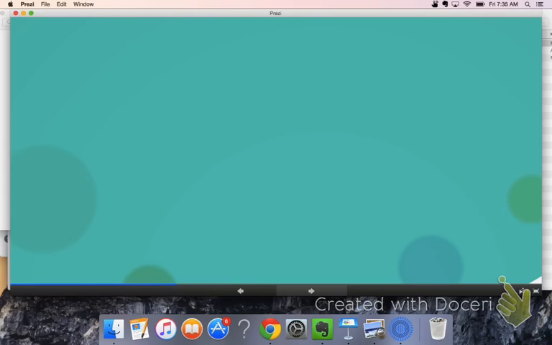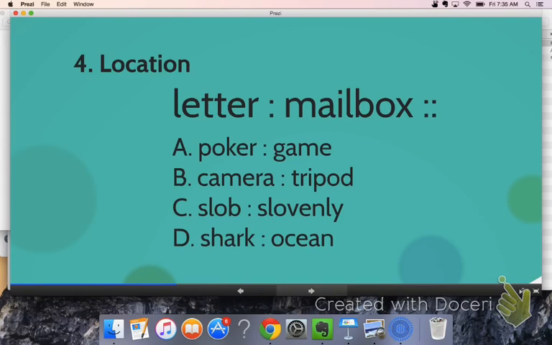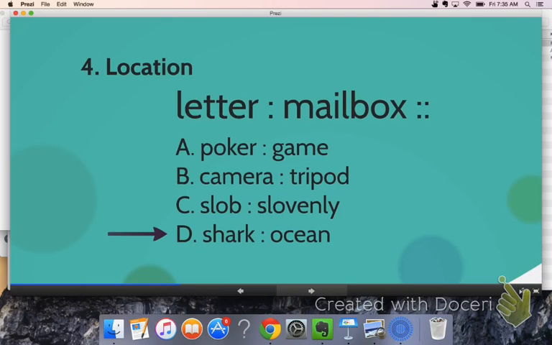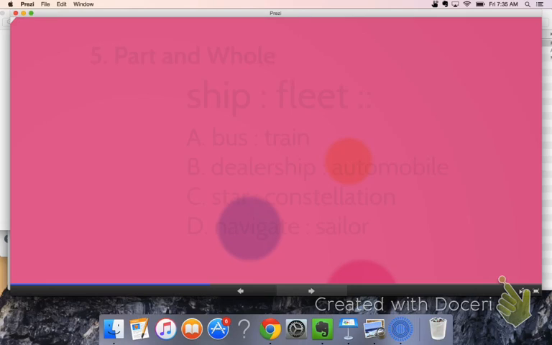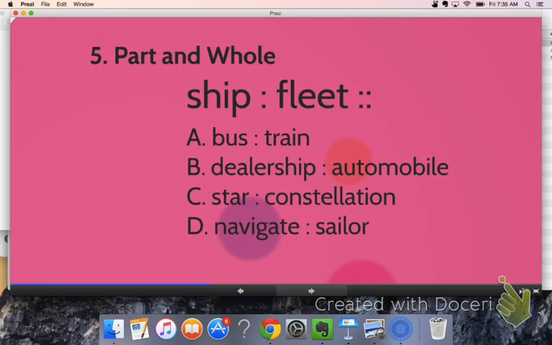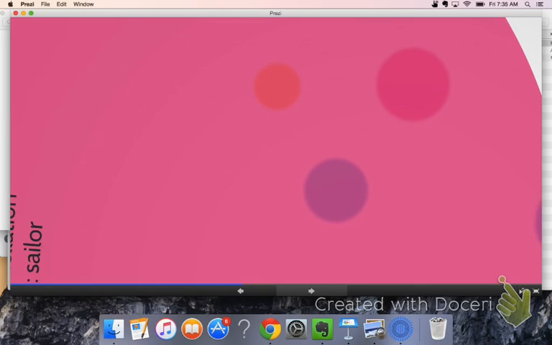From this point on, they're all pretty simple. The next one is location. So a letter goes into a mailbox, just like a shark goes into an ocean. Good job. Part and whole. So one ship is a part of the fleet, just like a star is a part of a constellation, or a bird is a part of a flock, a student is a part of a class, etc., etc.